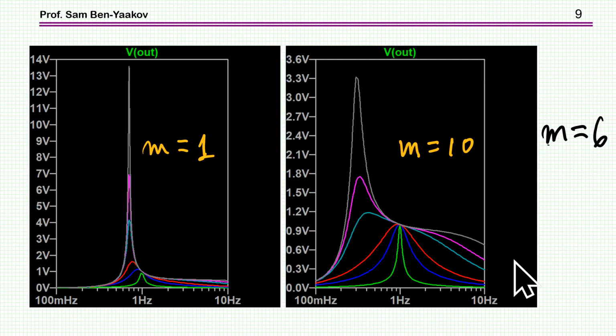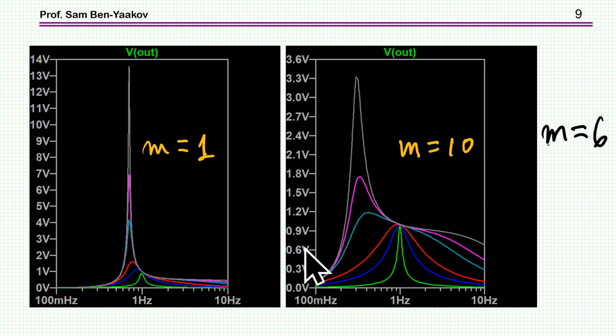As it turns out, this ratio has an effect on the gain response. As we can see here, for m equal to 10, we have a broader response, lower gain. This is for the same Q, the same quality factor values. Therefore, in this case, we'll need a larger span of frequency, while here the span of frequency is small, but then the Q is high.